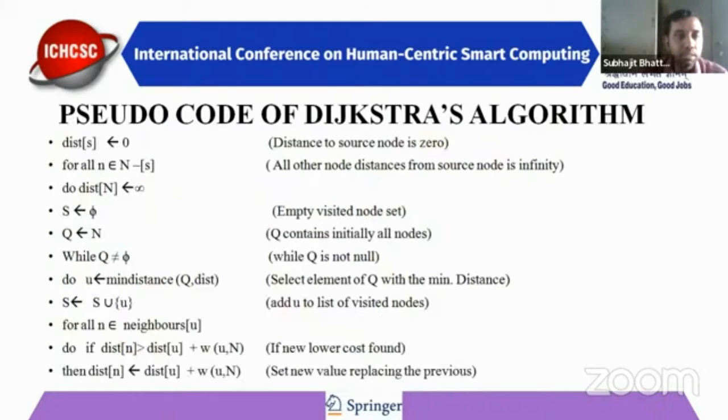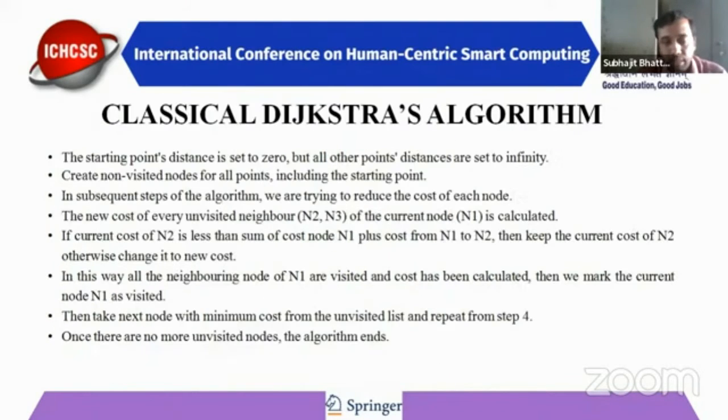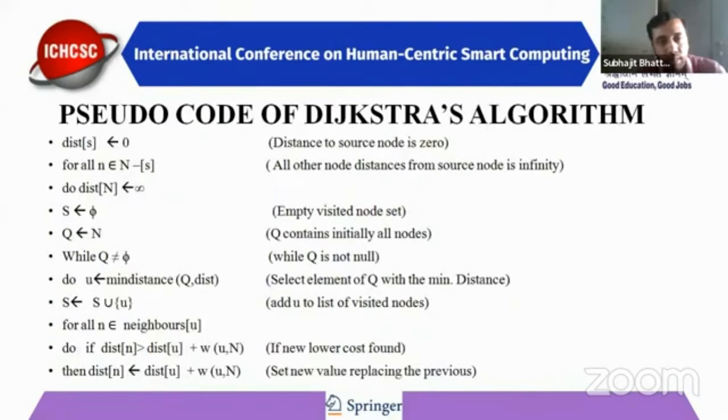Now this is the pseudo code. As I have said, in this slide the starting point distance is set to 0, and all other points' distance is set to infinite. That is written down here: the distance to the source is set to 0 at the first point, and all other points' distance from the source is set to infinite. So that is given here, distances set to infinite.